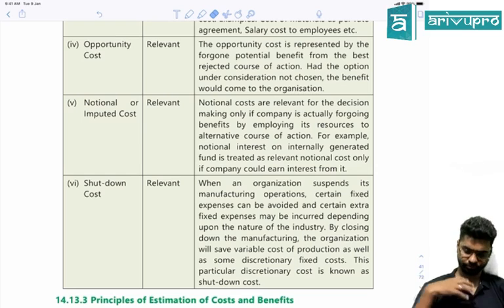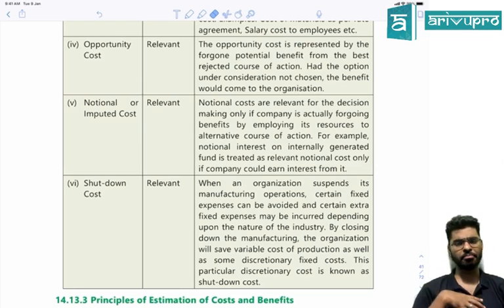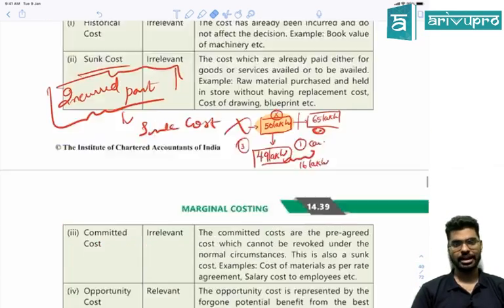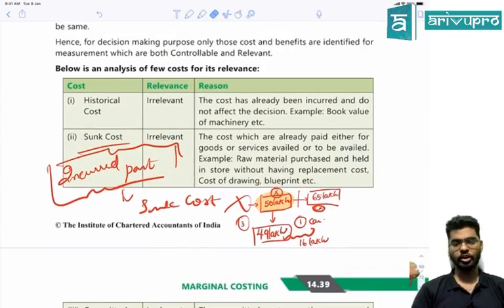Last one is, whenever the company is shutting down its operation, any cost which is going to be incurred for suspending its operations is going to be part of my relevant cost. So the three costs which are not relevant are historical, sunk and committed. Historical, sunk and committed, and all other costs are relevant for me. Are you clear? Clear?